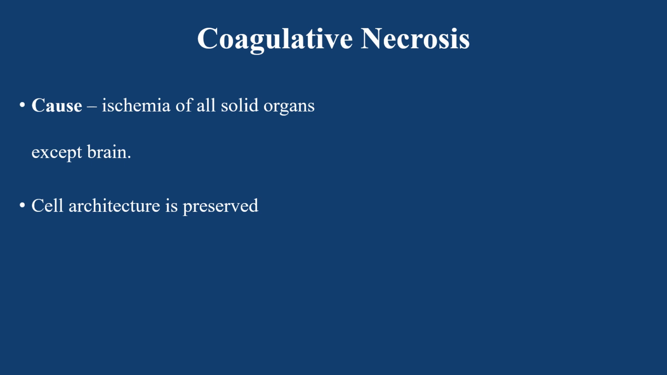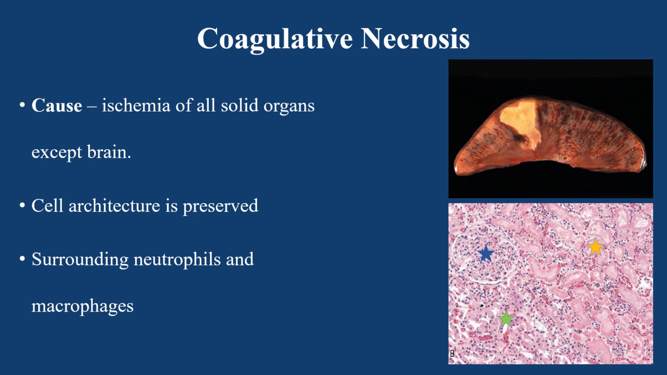In coagulative necrosis, the cell architecture is well preserved. There will be loss of nucleus. As we have discussed, the nucleus will undergo pycnosis, karyorrhexis, and karyolysis, and ultimately the nucleus fades away. But the cell architecture is preserved in case of coagulative necrosis. And the necrotic tissue or the necrotic debris is surrounded by inflammatory cells like neutrophils and macrophages.